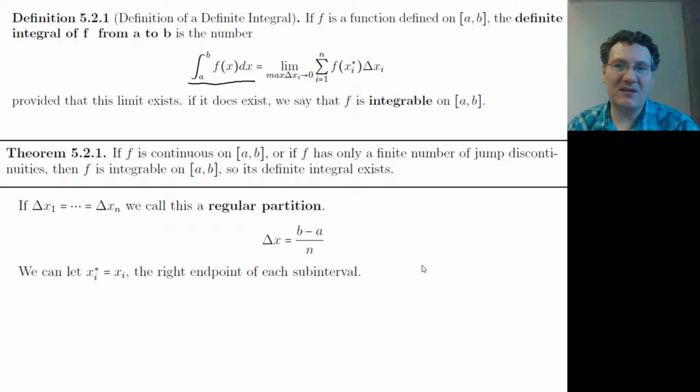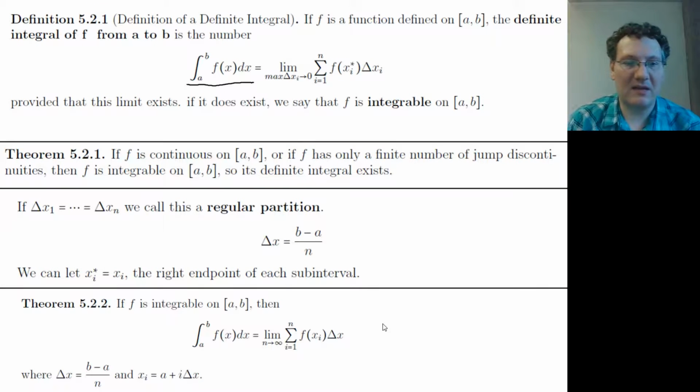We'll simplify this idea of a Riemann sum. Instead of letting you choose just any point along the interval, let's take the intervals to be a regular partition, where we're splitting it into equally sized chunks. Instead of calling it delta x1, delta x2, we'll just call it delta x. That's the same width of each of these little intervals. And if we use the right endpoint, then we're going to get a simpler definition for the definite integral.